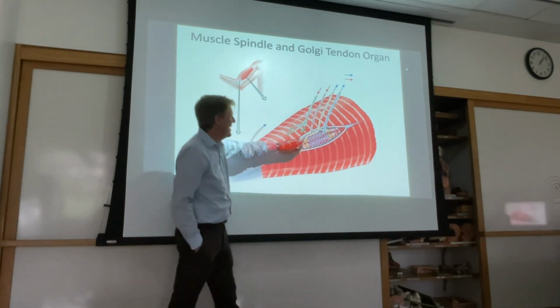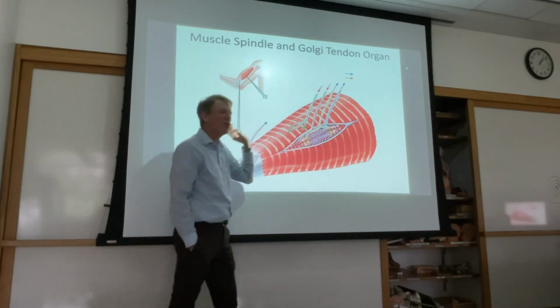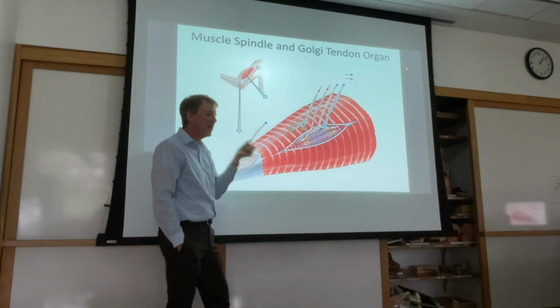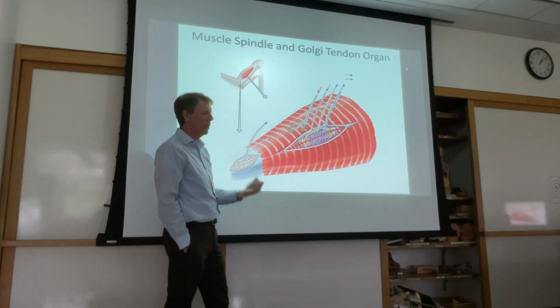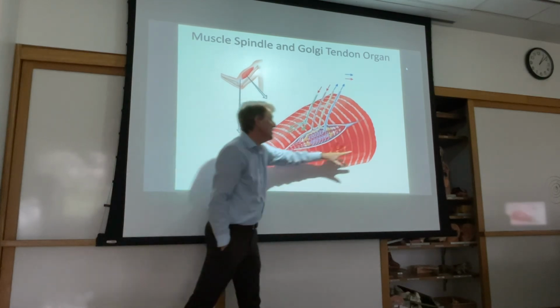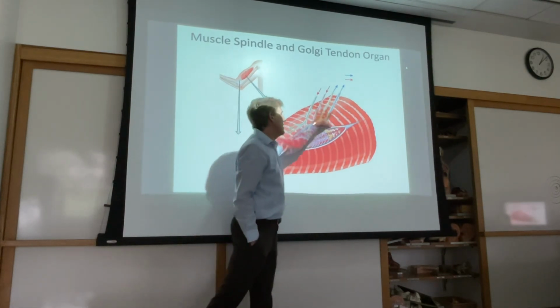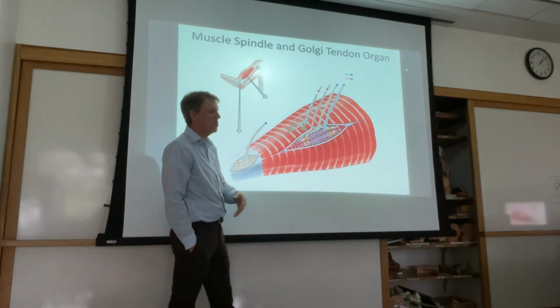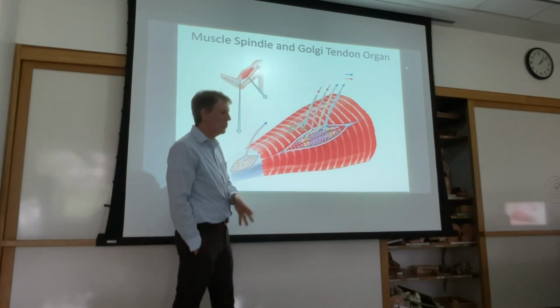Anyway, those are called intrafusal muscle fibers. They're the ones that actually make up the muscle spindle. Intrafusal fibers. The rest of the regular muscle cells that you see that are not part of the muscle spindle, they call those extrafusal muscle fibers.